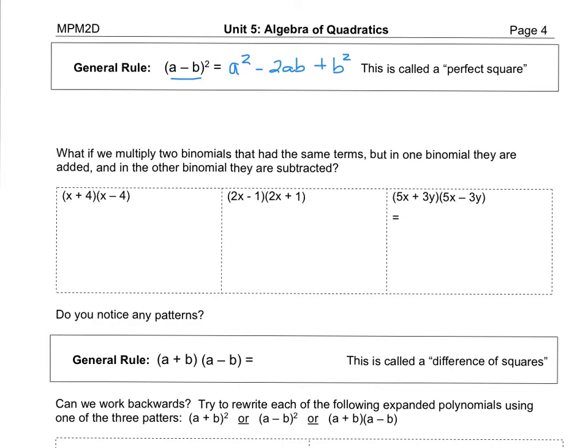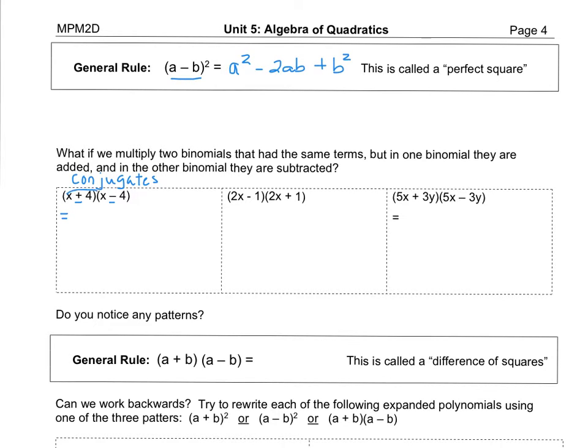What if we multiply two binomials that have the same terms, but this time they don't have the exact same sign? So it's not the square of our binomial. They have opposite signs. This one has a plus and this one has a minus. These binomials are conjugates of each other. They look exactly the same, except one has a minus and one has a plus.